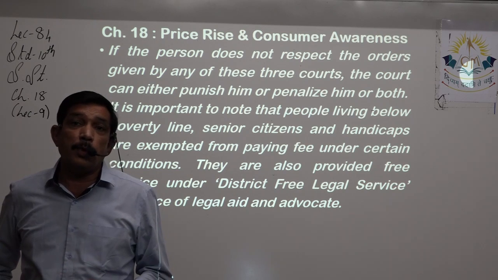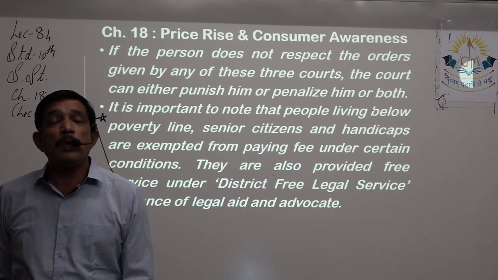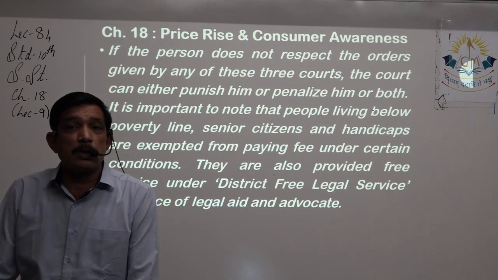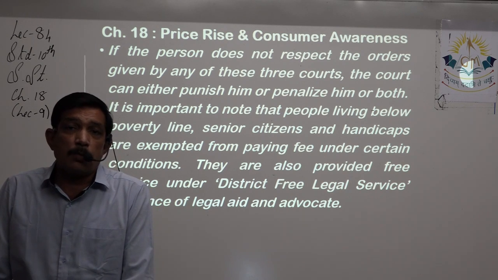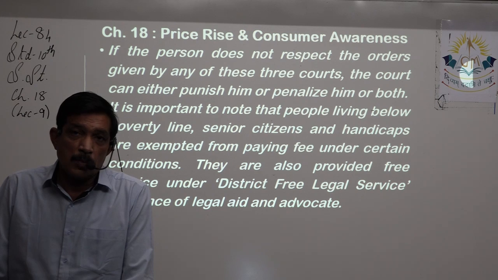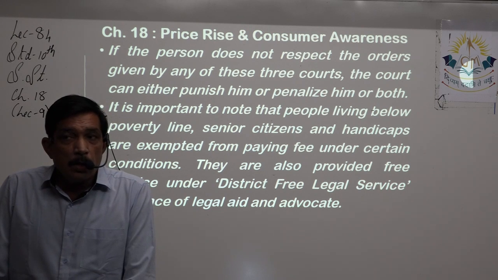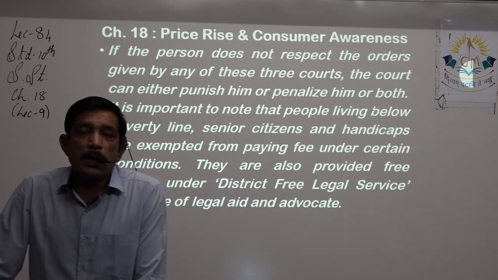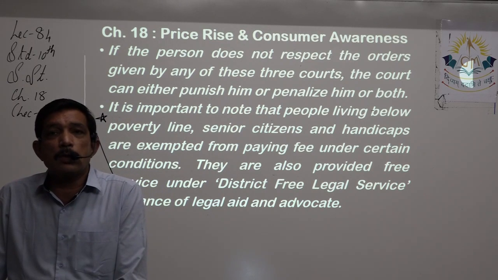But what about poor people? What about senior citizens, people who do not have money to fight the case? And that is what happens in most of the cases in India, that people do not go to the court because they worry about the expenses incurred in the court. Because what happens here is that even for a 30-40 rupee item, there is a court case.